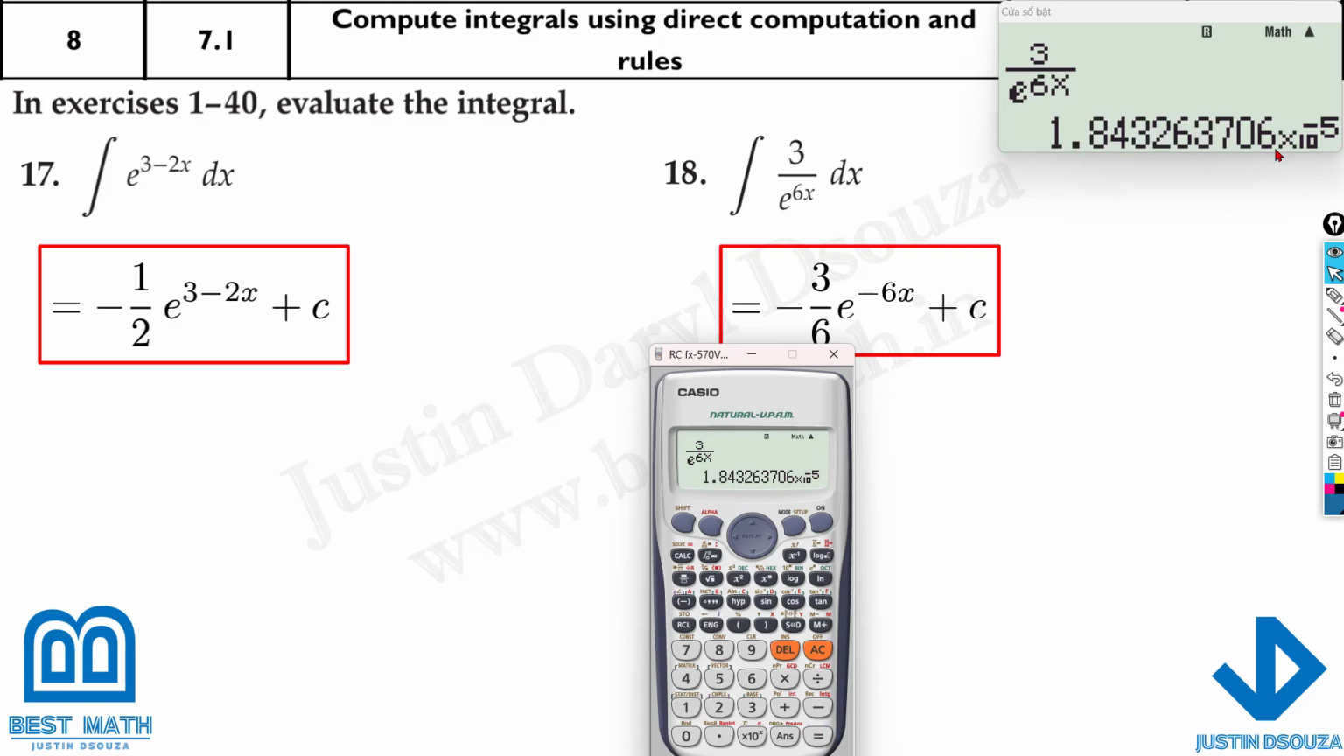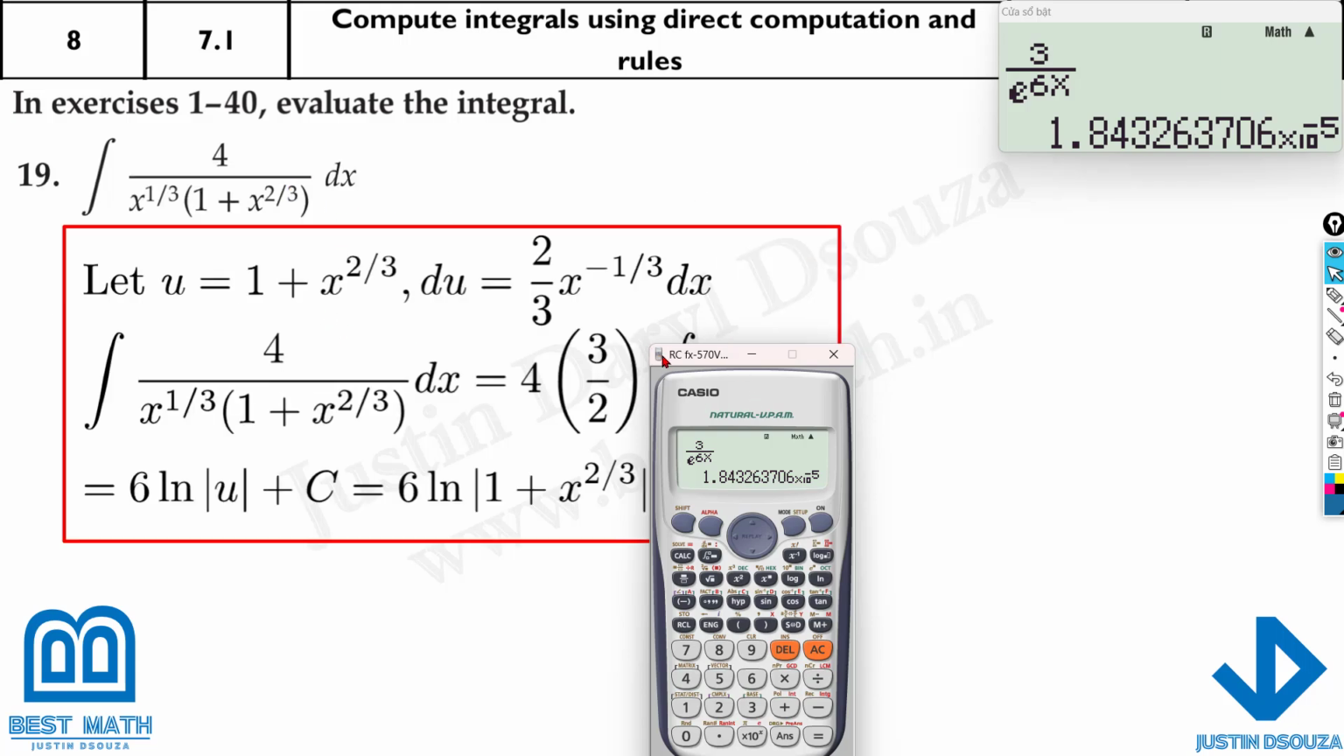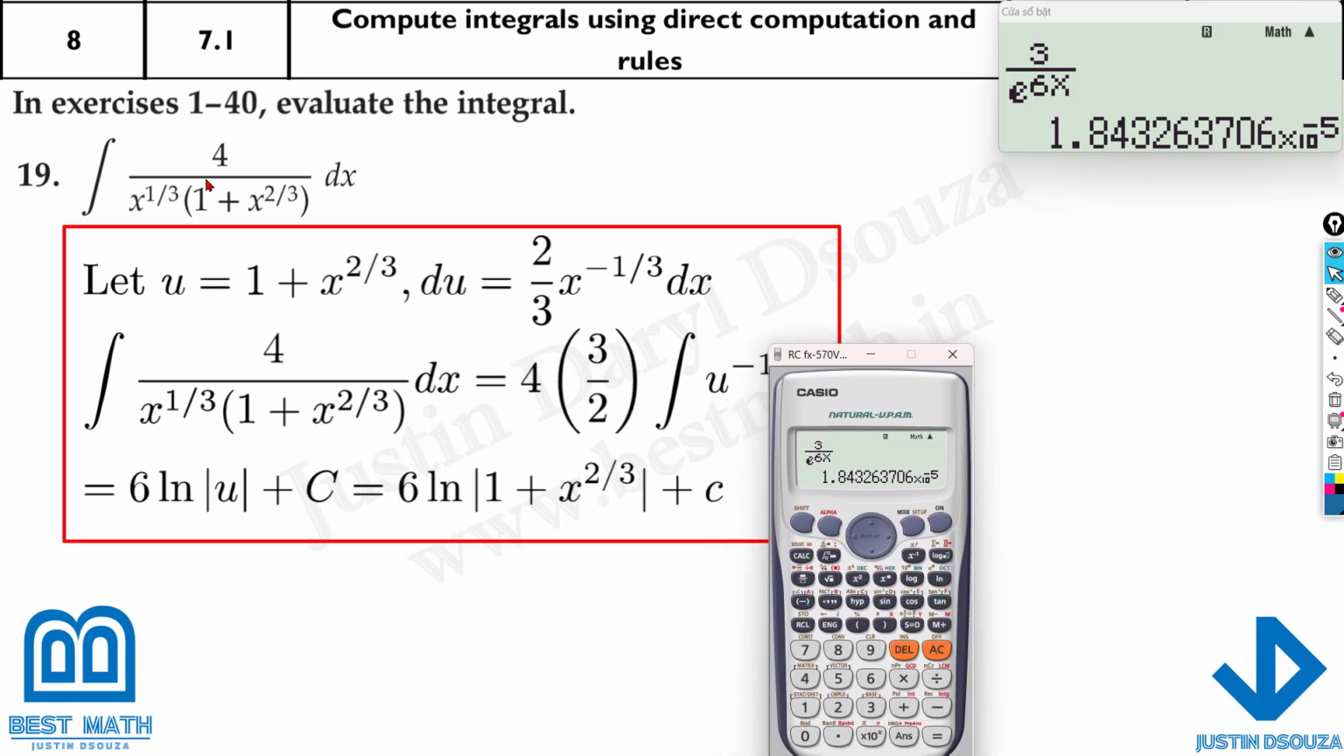It's 10 to the power minus 5. Yes, absolutely correct. Similarly, we can do these problems as well. It'll be the same way, same method. I type in 4 divided by x power 1/3, or you can write it as cube root as well. It's up to you. Times 1 plus x to the power 2/3. It's 2 divided by 3, and we will just close the bracket over here and calculate this at 2. When we calculate it at 2, it's 1.227.